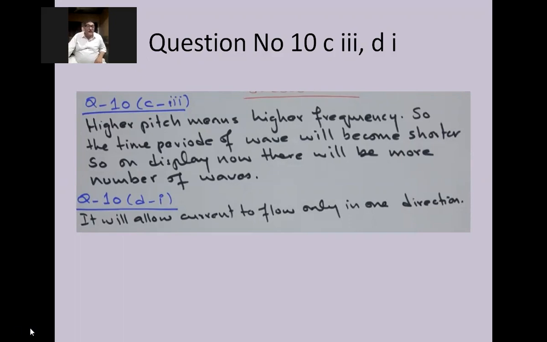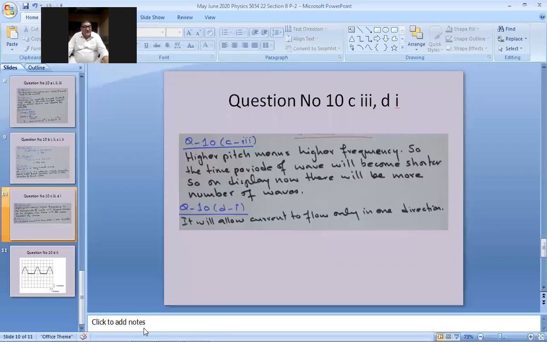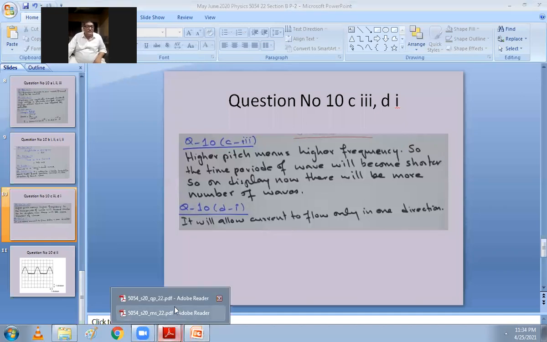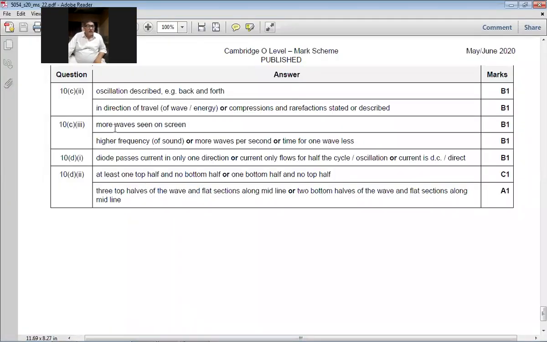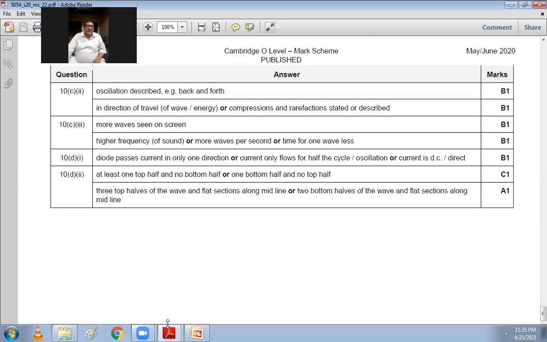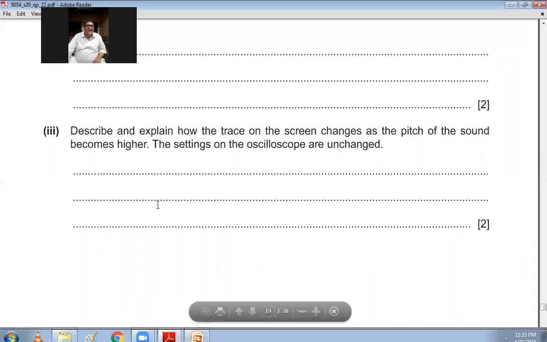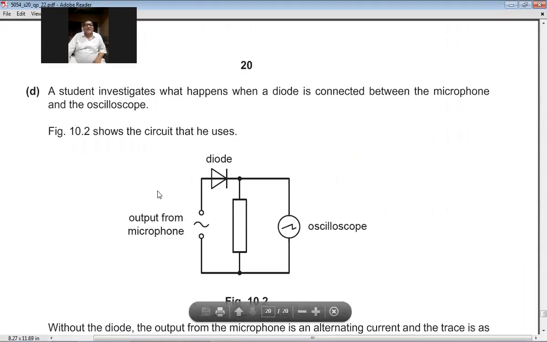So let's check the marking scheme first, then move to the next part. More waves seen on screen, high frequency of the sound, or more waves per second, or time for one wave less. So these are the 2 marks. Sorry, I was reading the marking scheme. So we are done here.